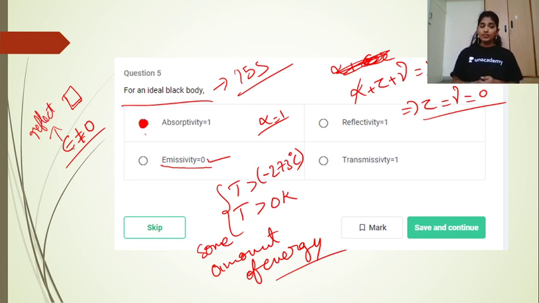Okay, because it is not about reflectivity or transmittivity, it is about emissivity. So I guess you know the difference between reflectivity, transmittivity and emissivity. So yeah, option A is the correct answer.